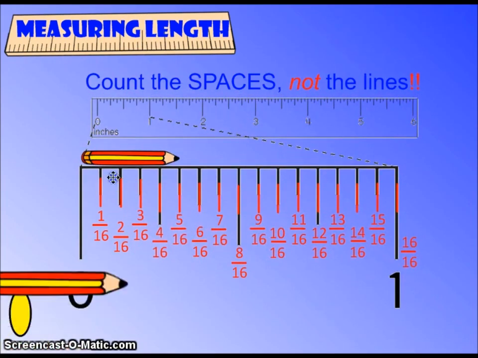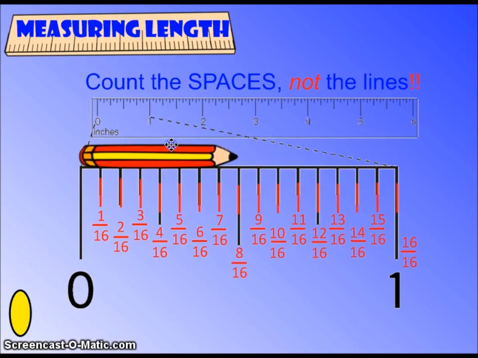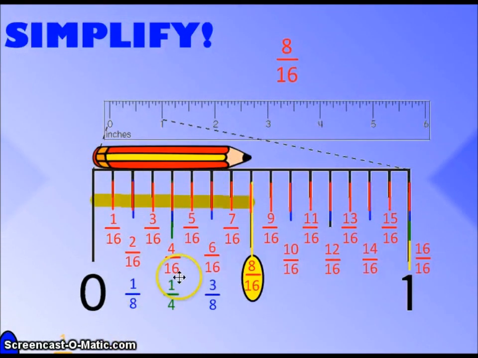Now let's measure a larger pencil. Counting the spaces, 1, 2, 3, 4, 5, 6, 7, 8. The pencil is 8/16 of an inch. Using what you already know about fractions, you can see 8/16 is not simplified. So we need to find a common factor between 8, our numerator, and 16, our denominator.